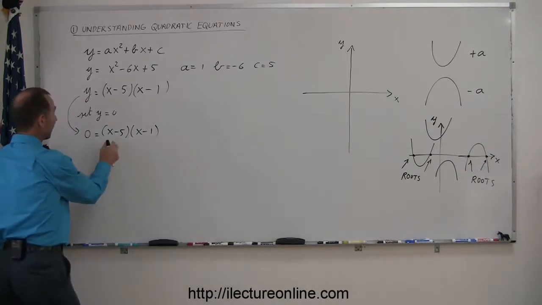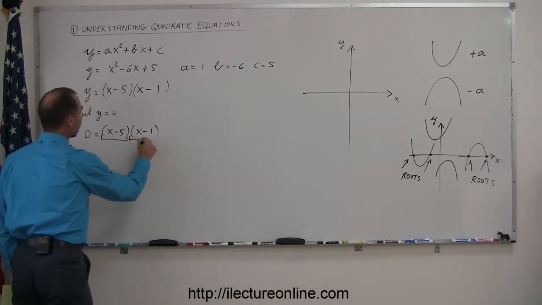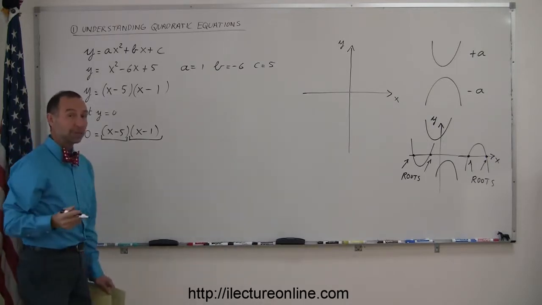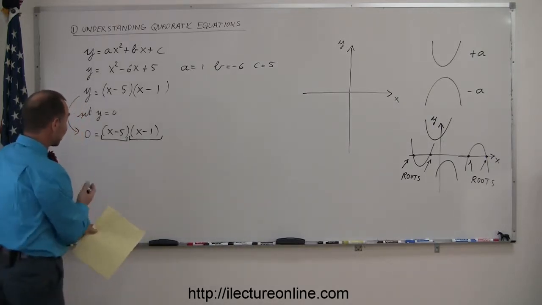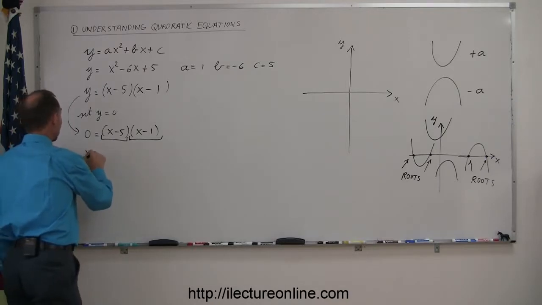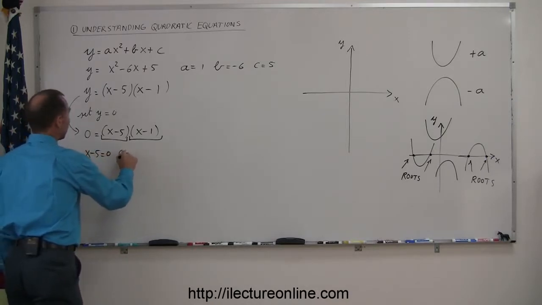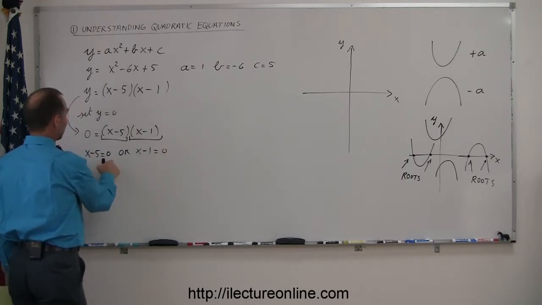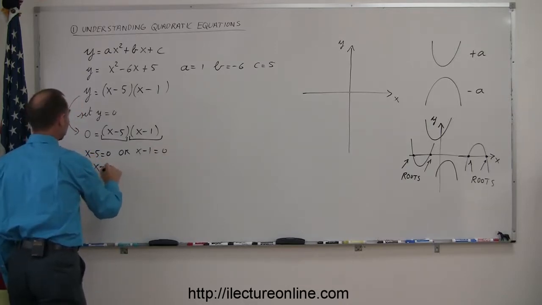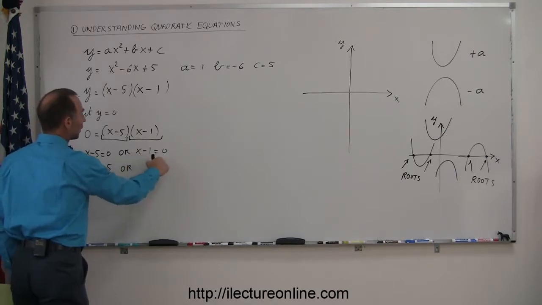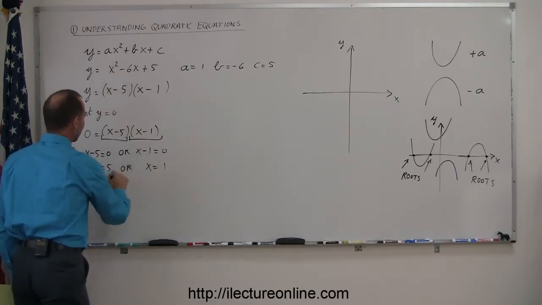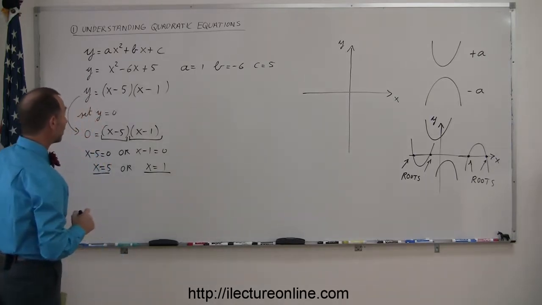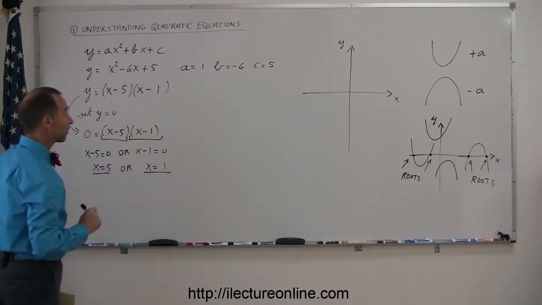All right, now if I have two quantities multiplied together and the solution is 0, that means either one or the other must be 0, because the only way you can multiply two things together and get 0 is if either x minus 5 equals 0 or x minus 1 equals 0. And of course, if x minus 5 equals 0, then x must equal 5. Or if x minus 1 equals 0, then x must equal 1. And those are the locations in this particular example where the parabola will cross the x-axis.